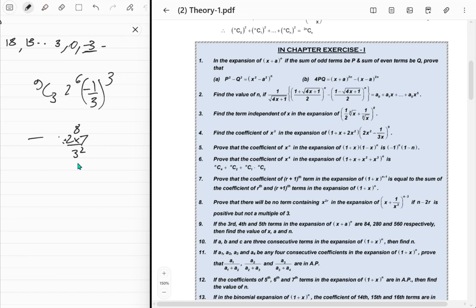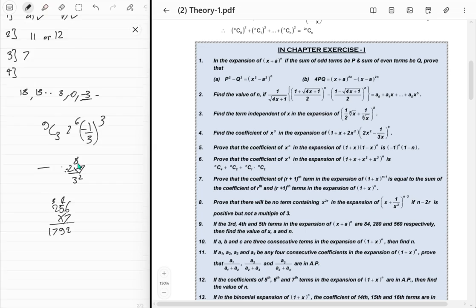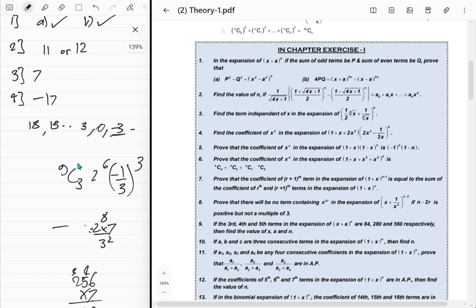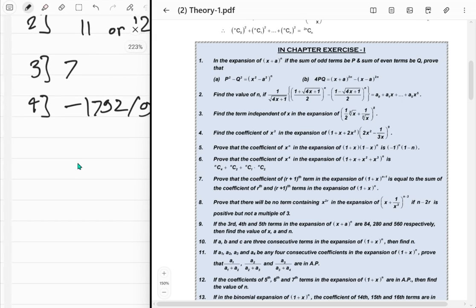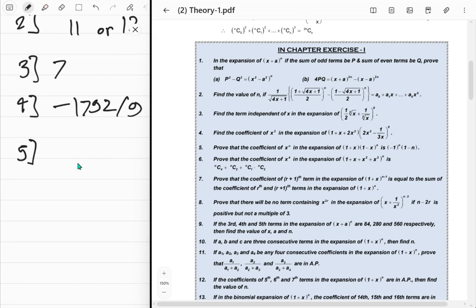2 power 8 is 256, I think, right? So 2 power 4 is 16, squared. 256 into 7 is 1792, over 9, negative, of course. So negative 1792 over 9, that's the thing. Let's go to the fifth. Am I taking too long? Maybe. But I excuse myself by saying I'm explaining as well. Okay, let's go to the fifth.